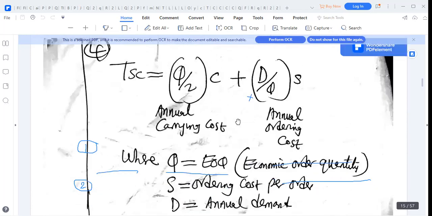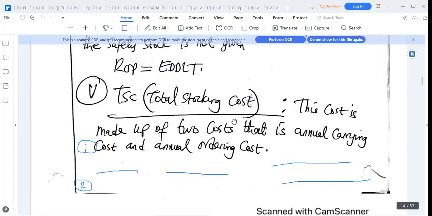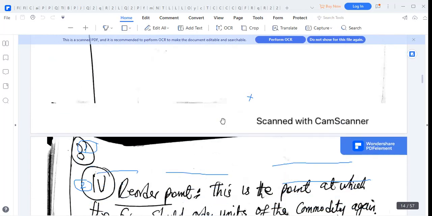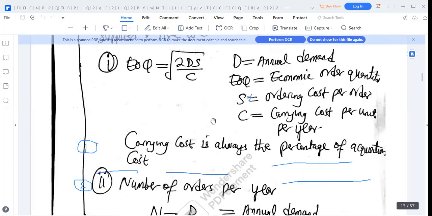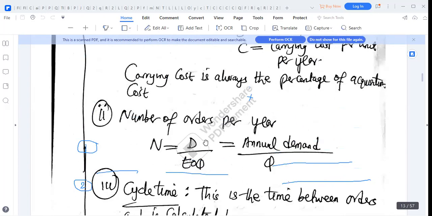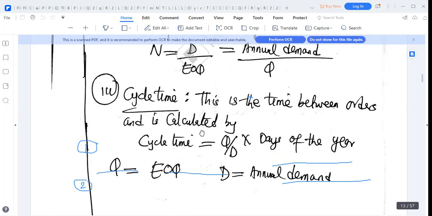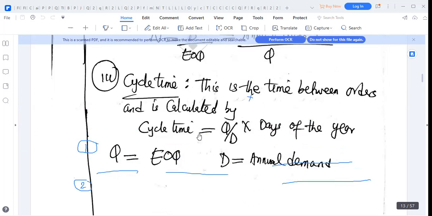What are the formulas that are involved? We look at the stock taking. We look at how many units of a commodity you can order at a time from the suppliers, which is equal to the economic order quantity. Then you look at the number of orders per year. Also look at the cycle time taken between orders.